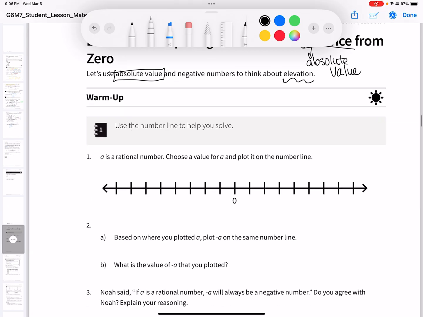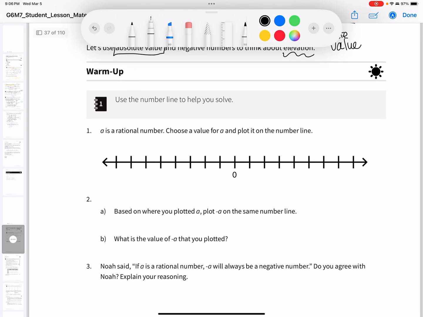All right, use the number line to help you solve. A is a rational number, so that could be a positive or negative number. Choose the value for A and plot it on the number line. So let's choose, this is A. How far is that? Let's see, 1, 2, 3, 4. So we'll say A is 4.